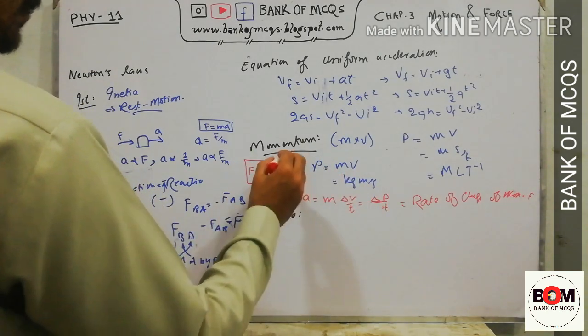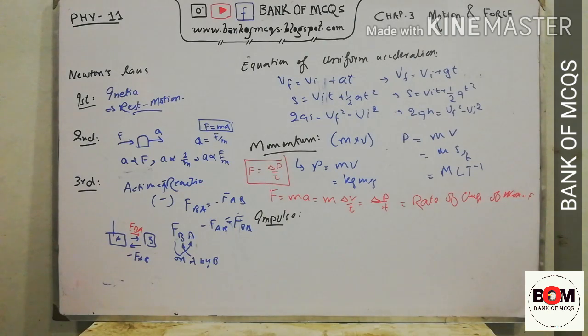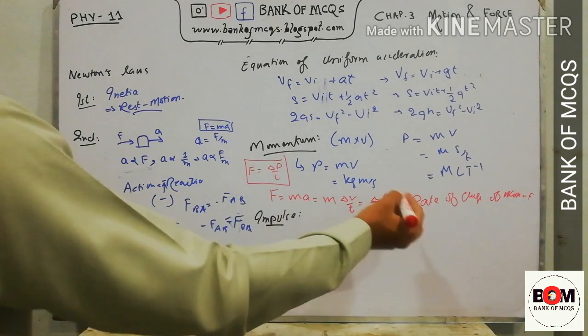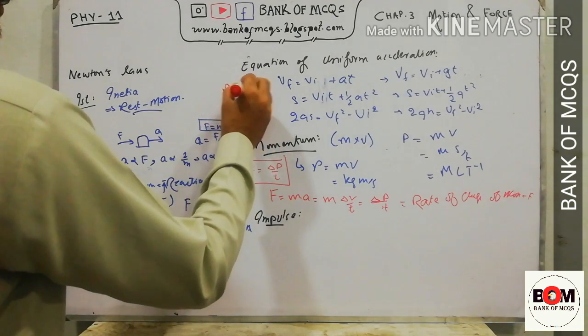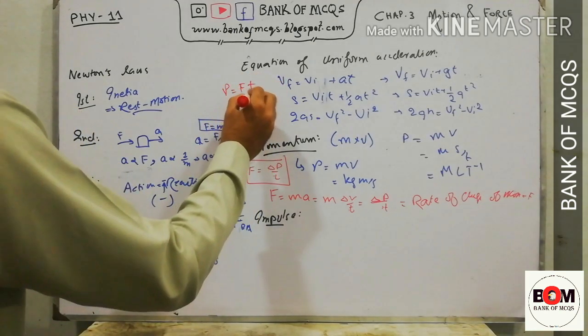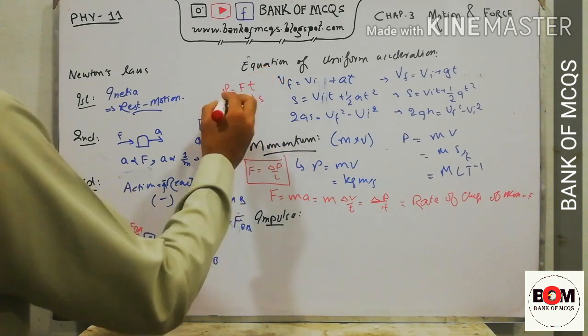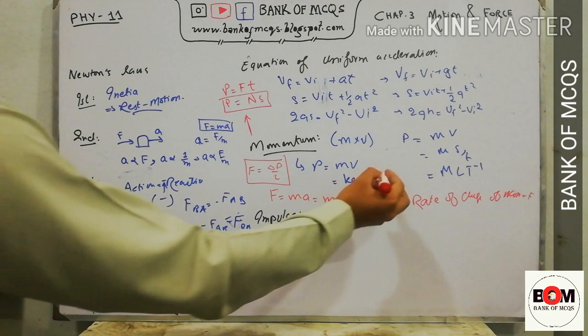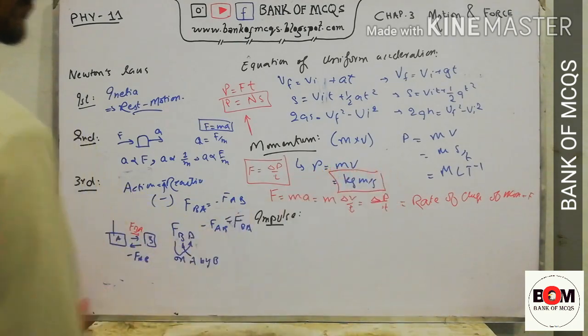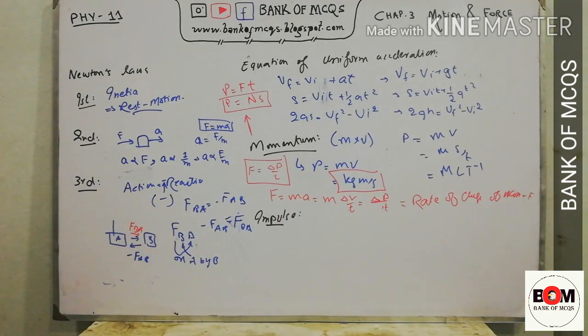So this is the relation between momentum and force. We can write another unit for momentum: P = F times t. So newton second is a unit of momentum, and the other unit is kilogram meter per second. These two are the units of momentum.